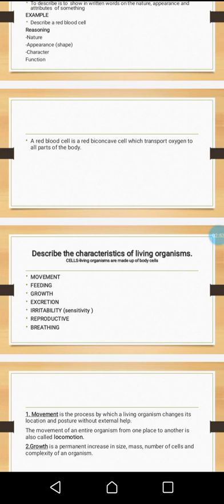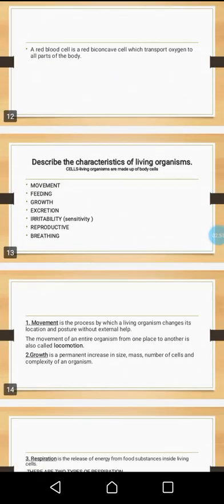So the best answer can be: a red blood cell is a red biconcave cell which transports oxygen to all parts of the body. In this description, we have named the red blood cell. It's a cell, that's the nature; the shape biconcave, appearance; red, character or appearance; then function, to transport oxygen to all parts of the body. So like this, I've described the red blood cell.